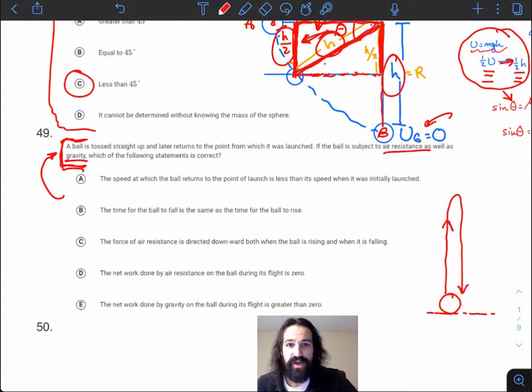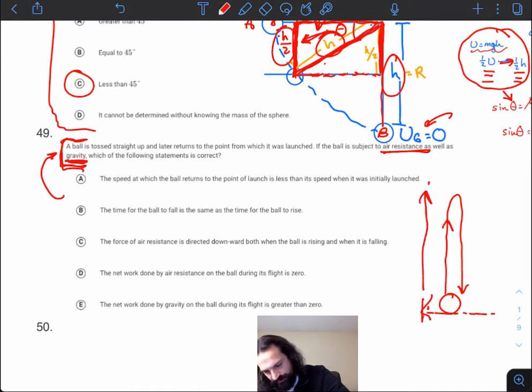So a ball is tossed straight up and returns later to the point from which it was launched. So ball goes up, ball goes down. There is air resistance, and there is gravity. And then I'm just going to go answer choice by answer choice. The speed that the ball returns to the point of launch is less than the speed it was launched at. Well, it starts with kinetic, which turns into potential, which turns back into kinetic.